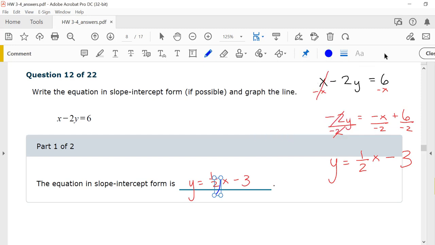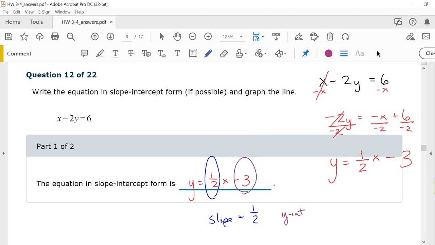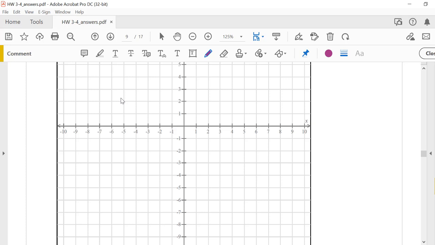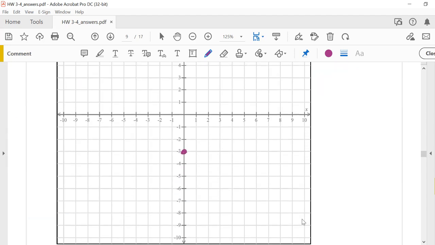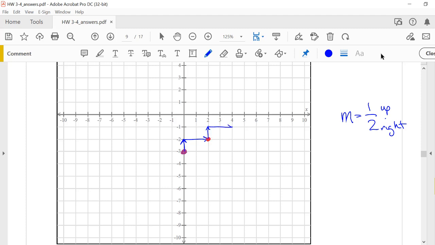My slope is 1/2, and my y-intercept is going to be 0, -3. So if I go plot 0, -3, and my slope again was 1/2. So if my slope is 1/2, I'm going to go up 1, right 2, up 1, right 2, put another point. If I want one more point, I can go up 1, right 2. There's my line.